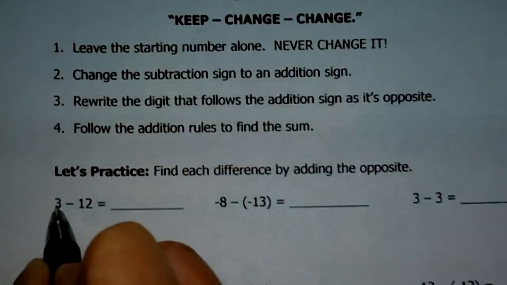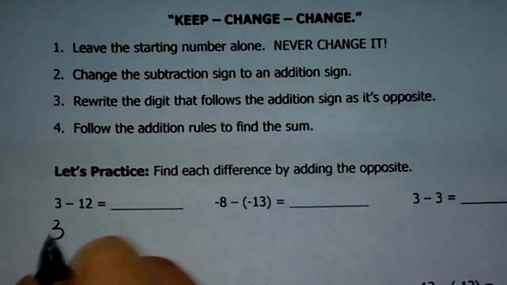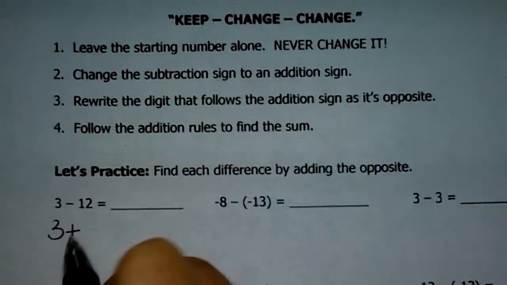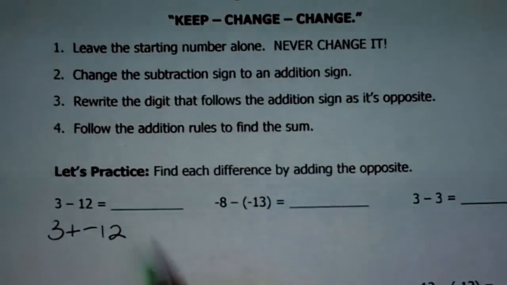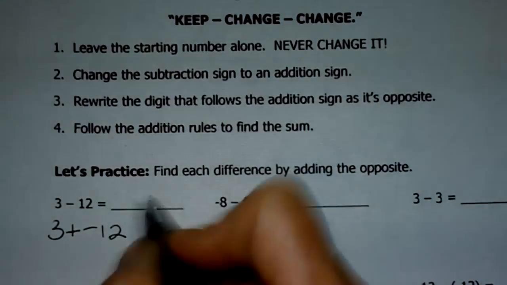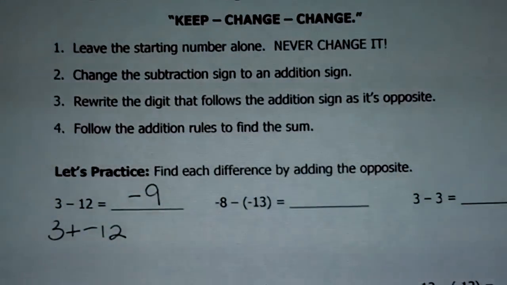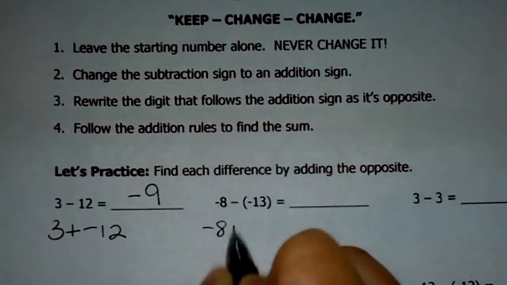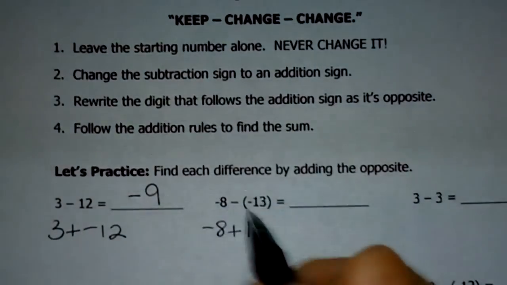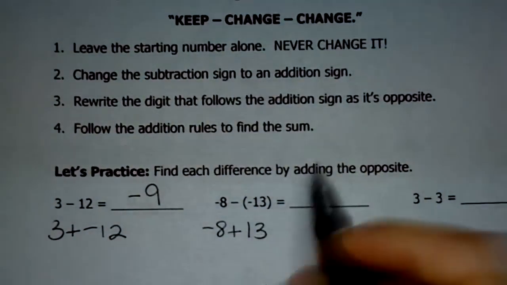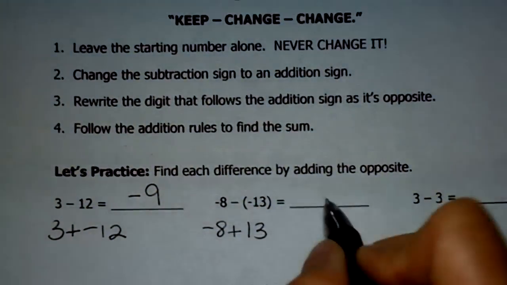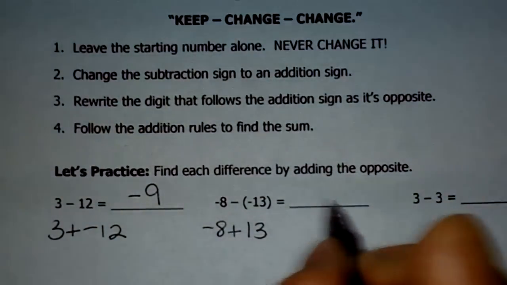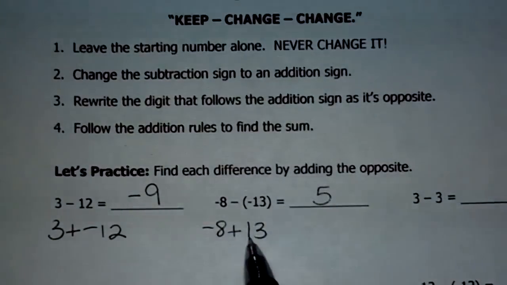Okay. So keep, change. That means my new problem would be keep the 3, change subtraction to addition. That was a positive 12, make it a negative 12. So now I'm adding 2 unlike signs. That means subtract the digits, take the sign of the greater. So 3 minus 12 is negative 9. Next one, keep, change. This time this negative 13 becomes a positive 13. I have to subtract the digits because I have 2 different signs. So 13 minus 8 is 5. And then the positive is greater, so it's a positive 5.